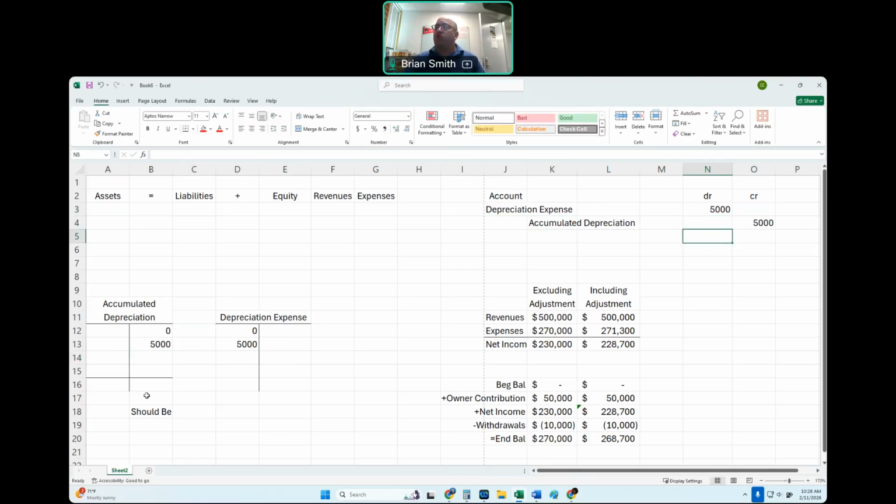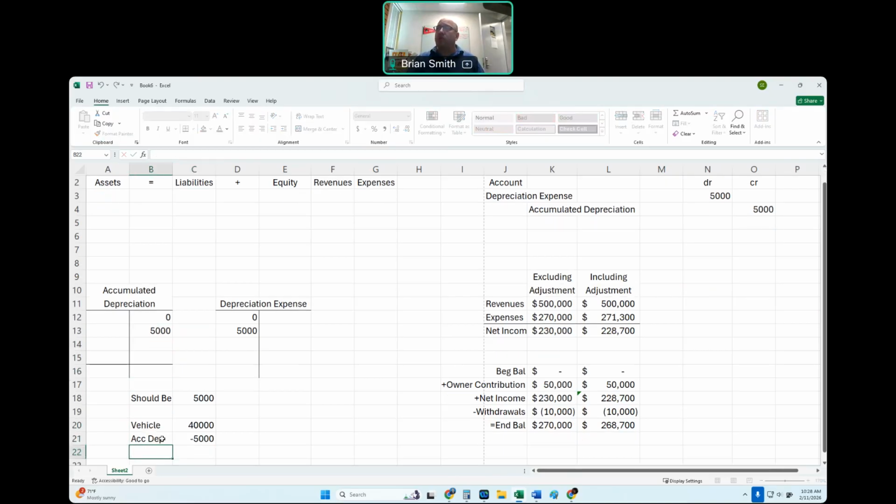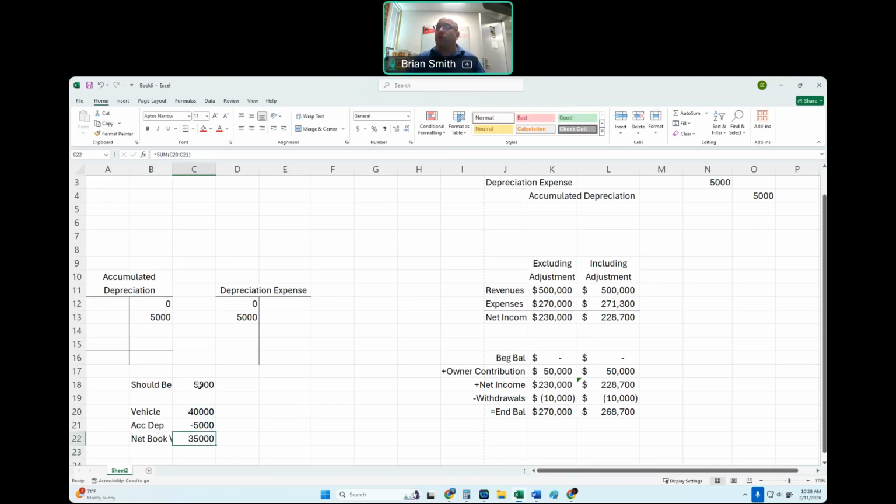Okay, so what happens if we don't make it? Well, it should be that the accumulated depreciation has 5,000 and the depreciation expense has 5,000 in it. But if we don't, then we're showing a 0 here. Accumulated depreciation is a contra asset account. So let's say it's tied to a vehicle, and the vehicle had a historical cost of $40,000. Then we should show accumulated depreciation of minus 5,000 for a net book value. So we should be showing on our balance sheet my asset worth $35,000.